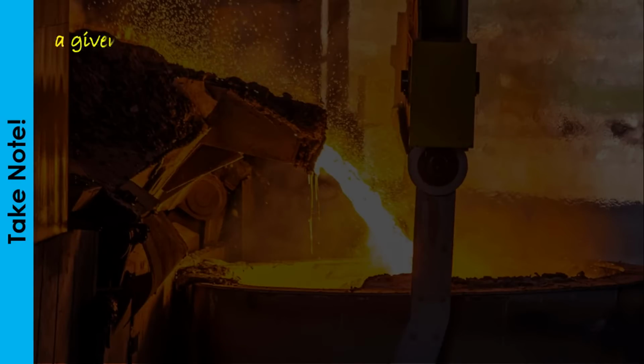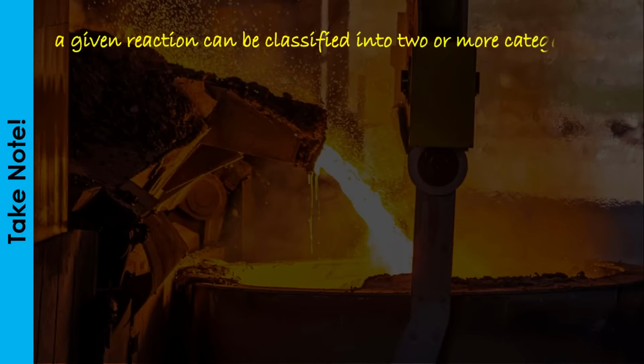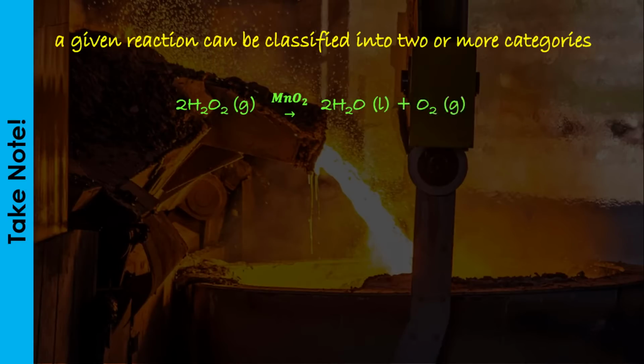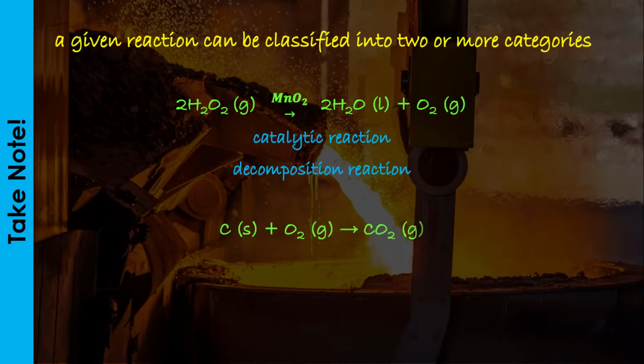Note that a given reaction can fall into two or more types of reactions. For instance, the catalytic decomposition of hydrogen peroxide can both be classified as a catalytic reaction and a decomposition reaction. Similarly, the combustion reaction of carbon can also be classified as a combination reaction.